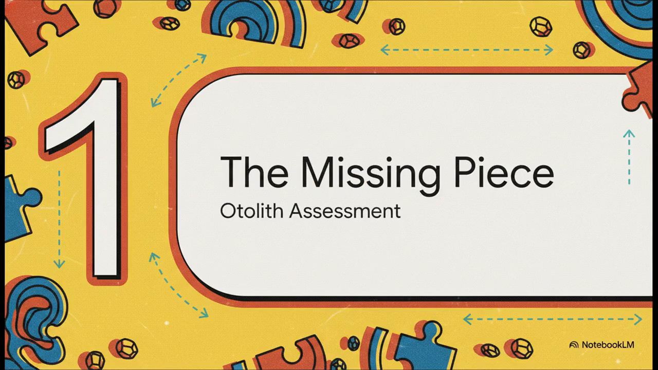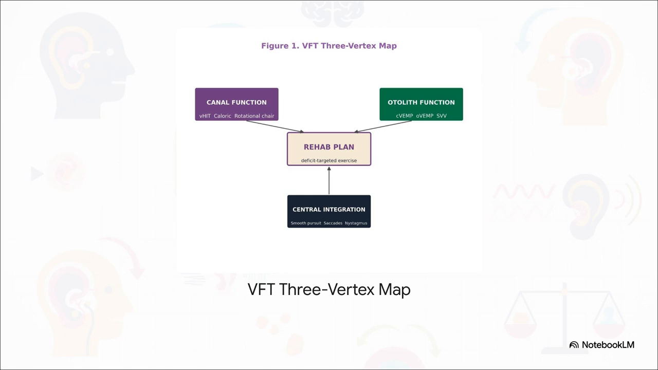Section 1. The missing otolith piece. The missing piece to this whole clinical mystery is usually hiding on a VEMP report. A report, by the way, that most therapists never even request. If we look at the 3-vertex model, we've got canal function, otolith function, and central integration. Most of our therapy plans cover the canal and central vertices really well. But missing that otolith arm is literally the most common reason a rehab program stalls out when symptoms like lateropulsion or head tilt stick around.